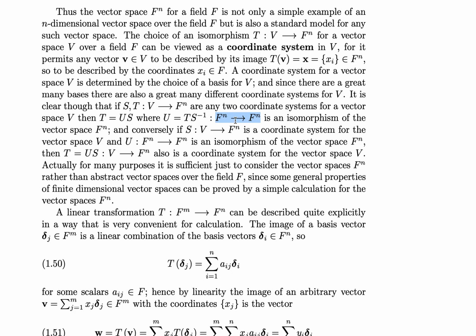In general, for many purposes, it is sufficient just to consider the vector space F^n, rather than the abstract vector spaces over the field F, since some general properties of finite dimensional vector spaces can be proven by simple calculation for the vector space F^n. That is, if you want to prove something, you simply make an isomorphism from V to F^n, prove it with a simple calculation in F^n, and then take the isomorphism back to prove whatever result you want.